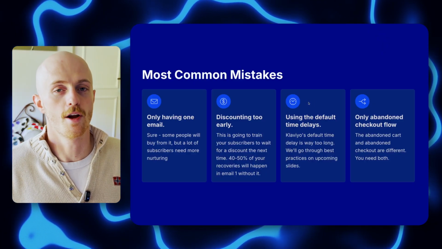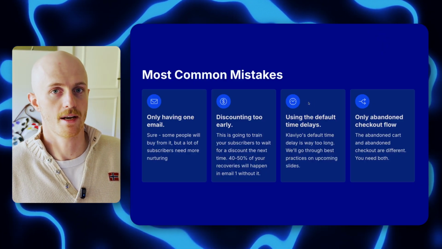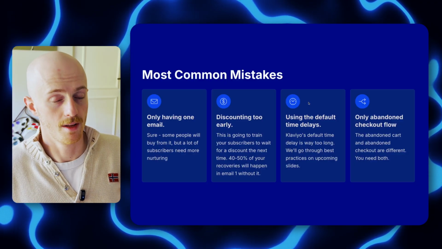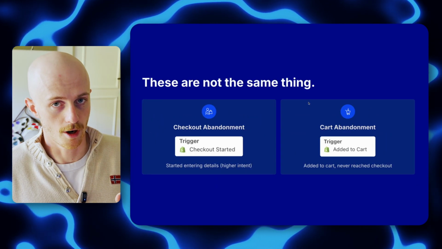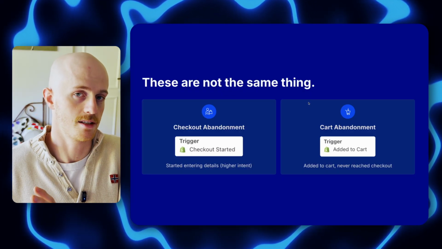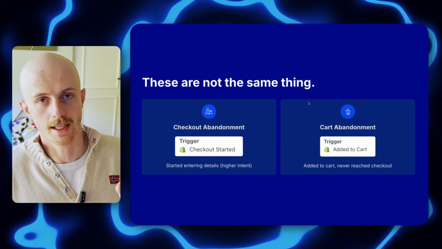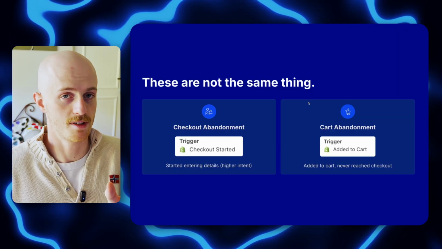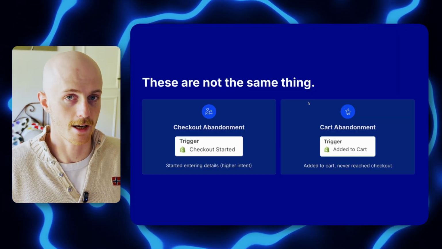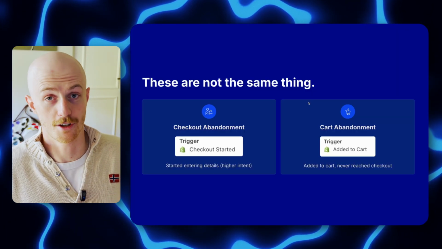The other mistake we see all the time is a brand only having an abandoned cart or only having an abandoned checkout. They're two separate flows, you need both of them. And this is the difference. An abandoned checkout flow is triggered by someone actually initiating the checkout process. Rather confusingly, Klaviyo will sometimes have an abandoned cart name of a flow template, but the trigger is checkout started, so it can get a little bit confusing. I don't know why they haven't fixed that.